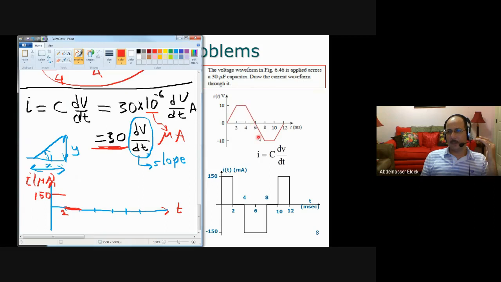And then after that, from 4 to 8. What is the slope of this line? You have to find first the y. The y here will be negative 10 minus 10, which is negative 20, divided by the difference in x. The difference in x is 8 minus 4, which is 4. So negative 20 divided by 4 is negative 5. So the derivative of this line is negative 5. Negative 5 times 30 will be negative 150. So it will be like this.